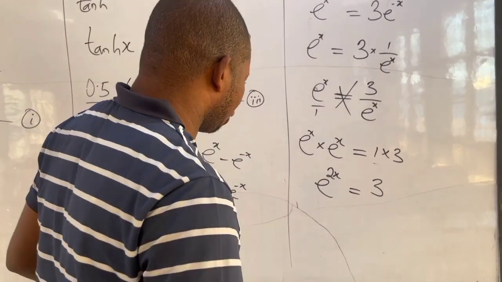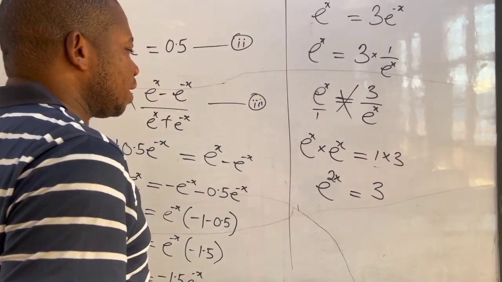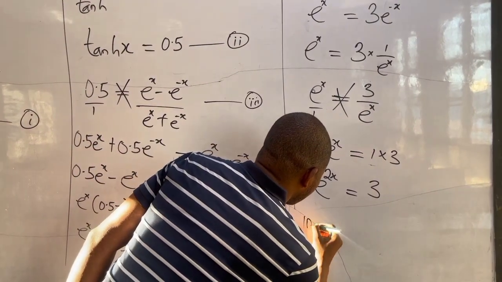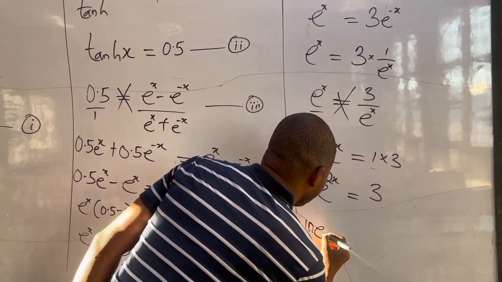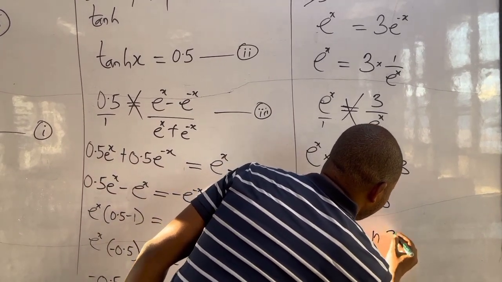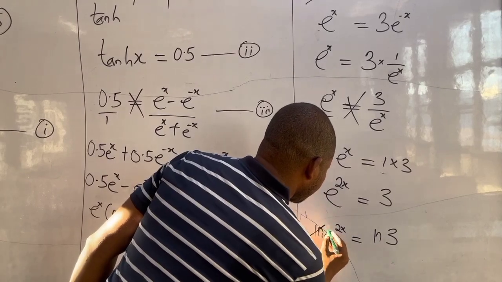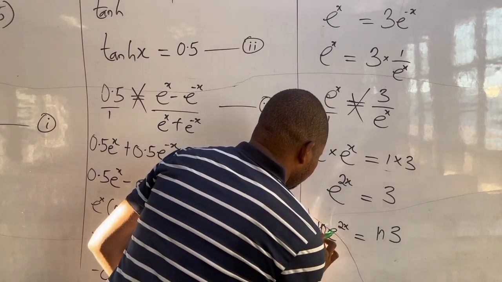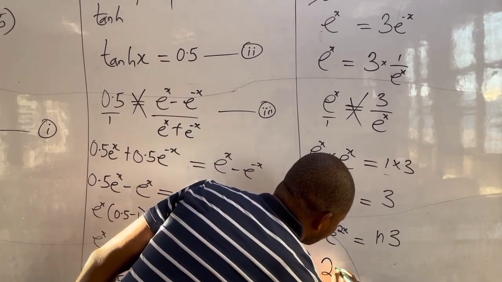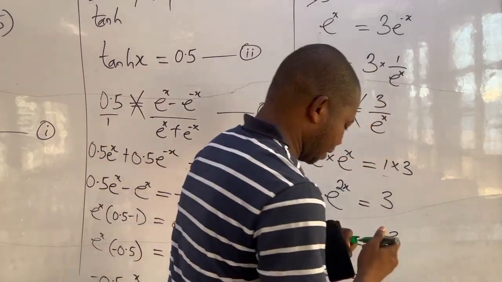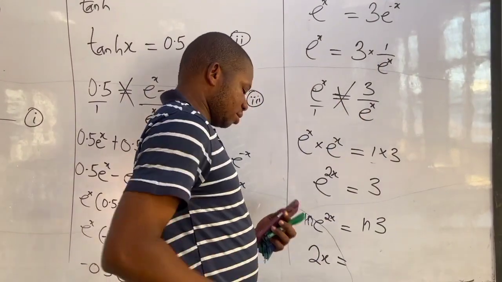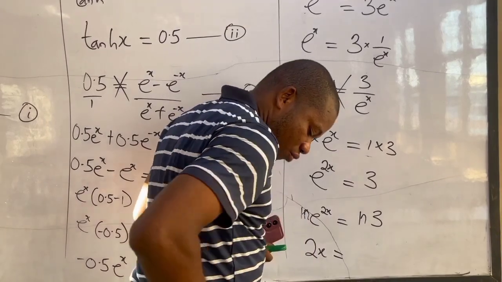So at this juncture, I'm going to introduce ln. This one becomes ln of e exponent 2x is equal to ln 3. ln cancels out the exponential. That is what it means. So I'm now left with 2x is equal to ln 3.